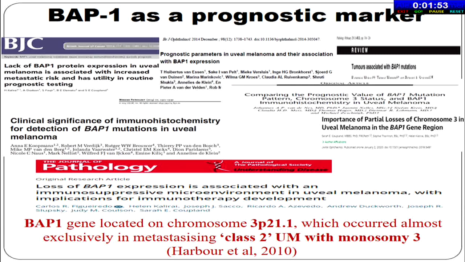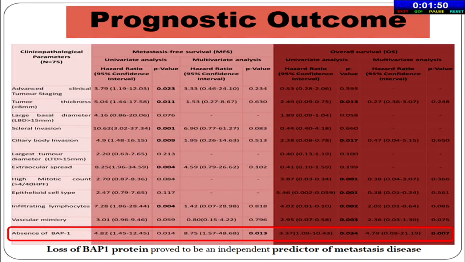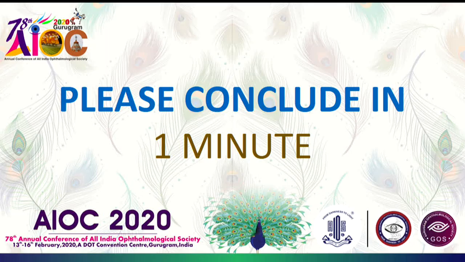BAP1 and monosomy 3 are important prognostic parameters. In a study which was conducted, we also found that loss of BAP1 was an independent predictor of metastatic disease. So I think since we don't have enough time, I shall skip the eyelid malignancies. To conclude, the histopath high-risk features are very important to be recognized in any of these tumors, whether it is intraocular tumor or eyelid tumors or orbital tumors, since they predict prognosis and these patients have to be treated accordingly.